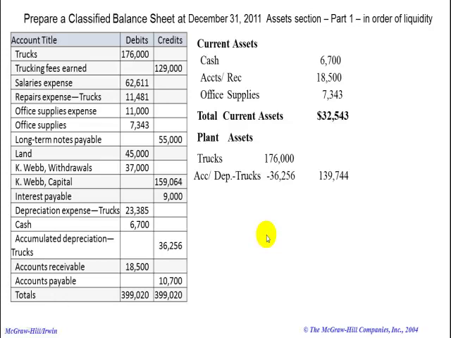Then we've got, this gives us a net plant asset number of 139,744. Then we have land, which is our next most liquid asset in liquidity order, 45,000. Land was, where was that land at? It was right there, 45,000. Total plant assets 184,744. Okay, so total assets would be the total of the current assets plus the plant assets, which would be 217,287.